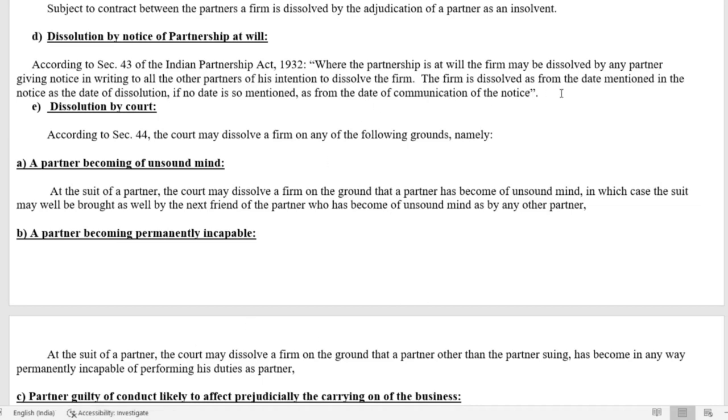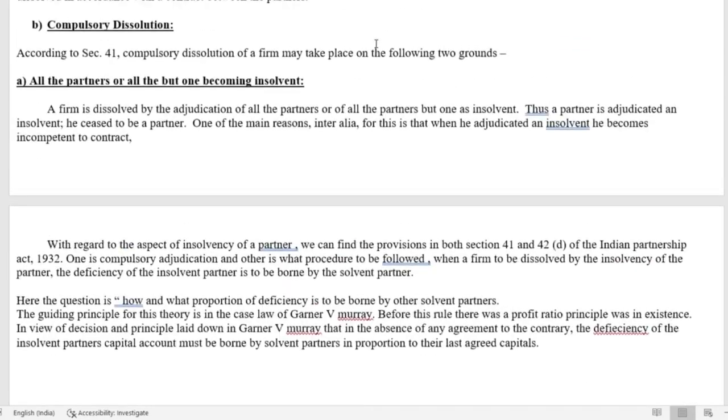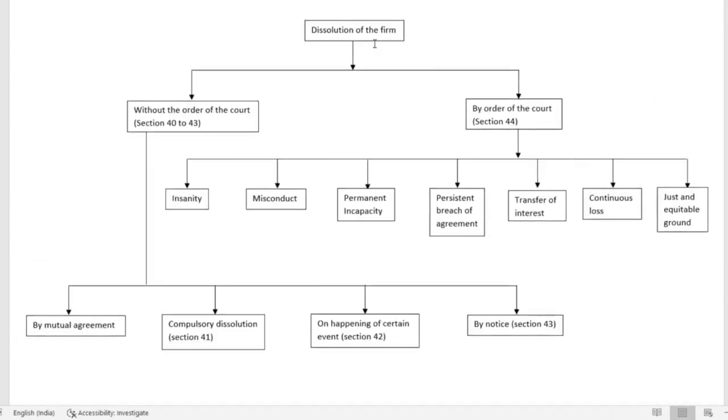So the firm is dissolved as from the date mentioned in the notice as the date of dissolution. So here the date will be taken into account. If a date has been mentioned in the notice, the partnership firm will be dissolved from that date. It will be called partnership at will, because it is the will of the partners which plays the important role. If no date is mentioned, the firm is dissolved as from the date of communication of the notice. When the other partners receive the communication of the notice, from that date the partnership firm will be dissolved. So this is the thing we have seen.